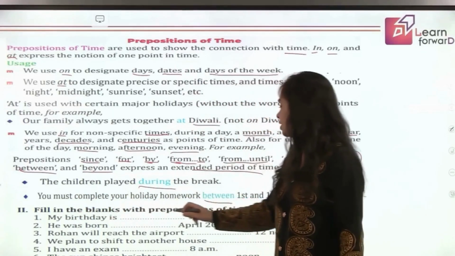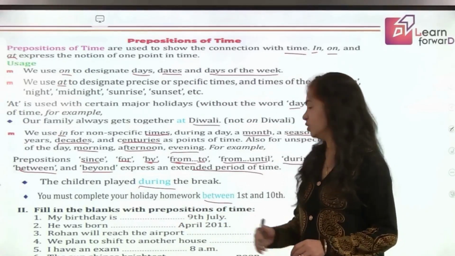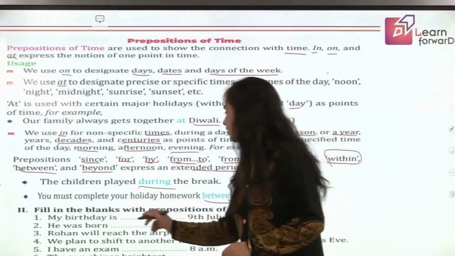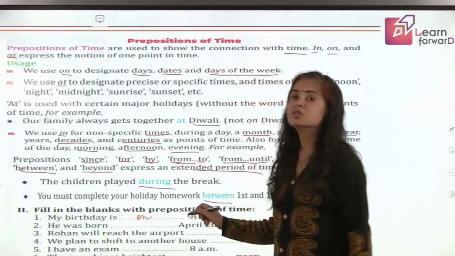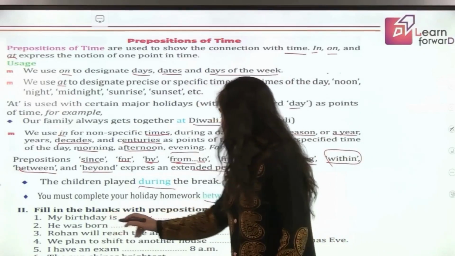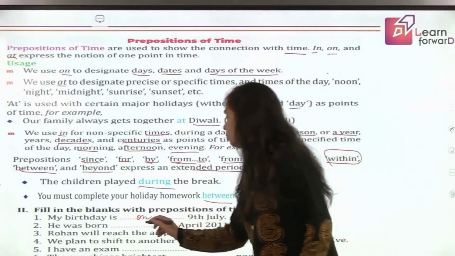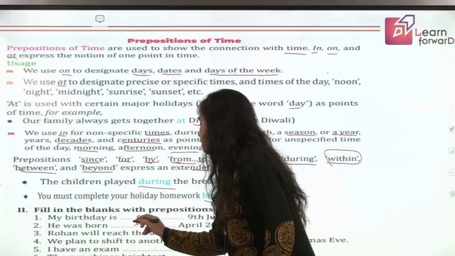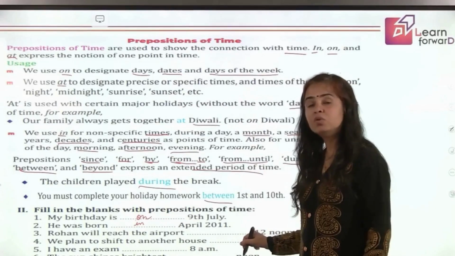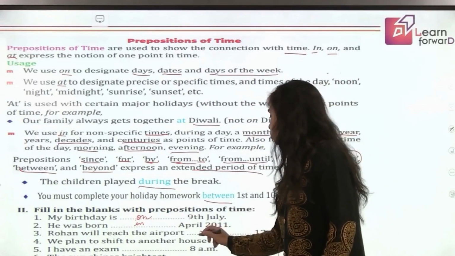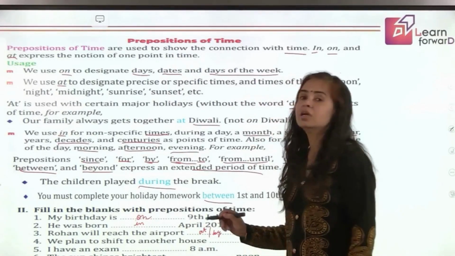Now let's see how do we use them. Now fill in the blanks with prepositions of time. My birthday is, I said 19th July. It is 9th July here. My birthday is, it's a particular date. So on 9th July. He was born, April is not just one day, it's a month. So it will be in April. Rohan will reach the airport. See, at 12 noon, it can be at 12 noon, it can be by 12 noon. That means he has to reach there before that.